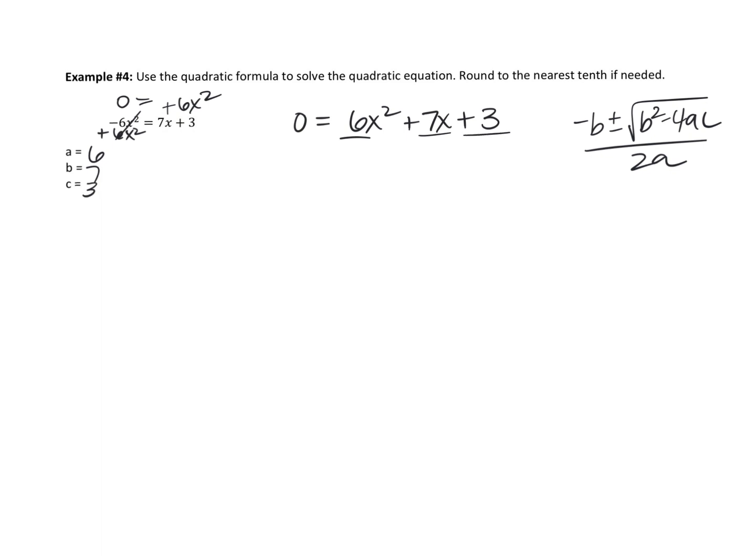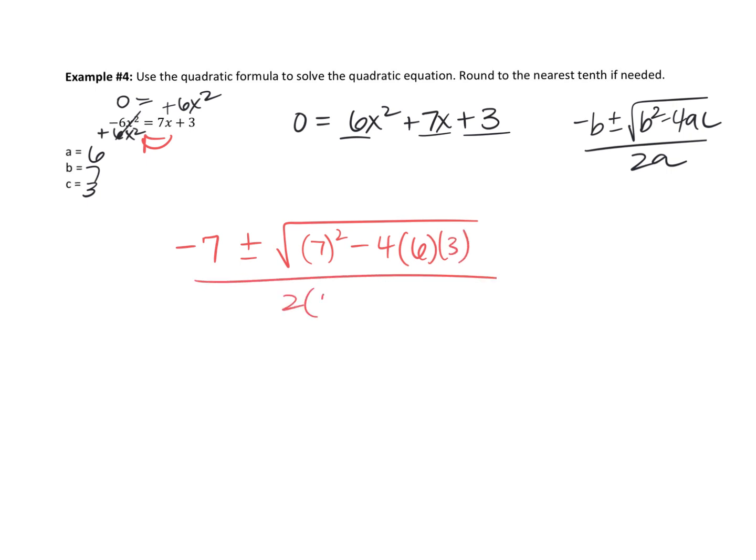Now, if you happened to move everything to this side, they're all going to be opposite. They'll all be negative, but you'll end up with the same answer. So if you moved everything over to that side, that's okay. You should still end up with the same solution. So let's start plugging it in. So negative b, so I'll put negative 7 plus or minus the square root, b squared, so 7 squared, minus 4 times a times c, all over 2 times a.